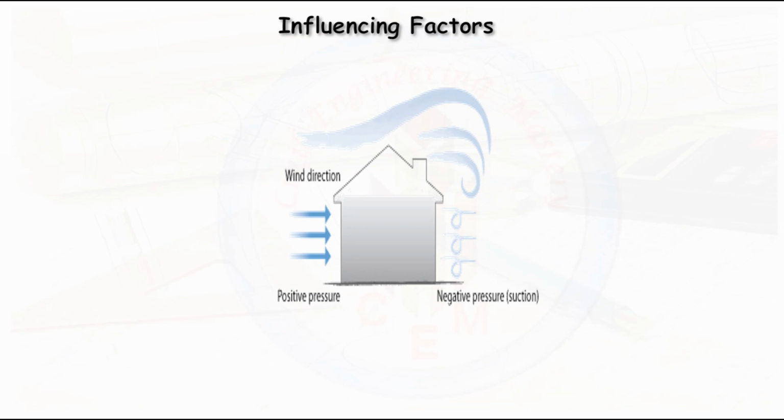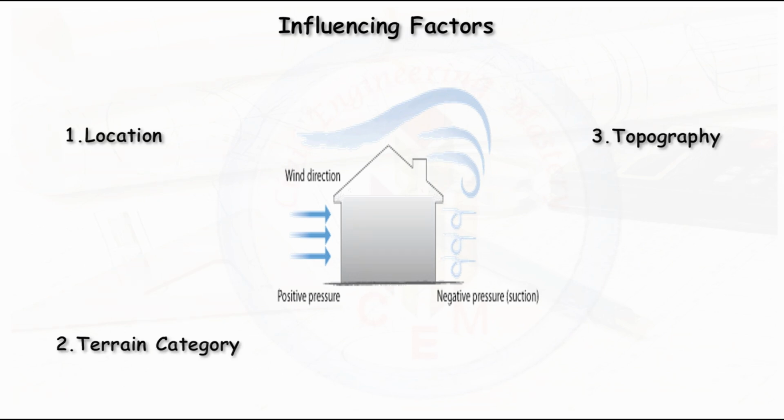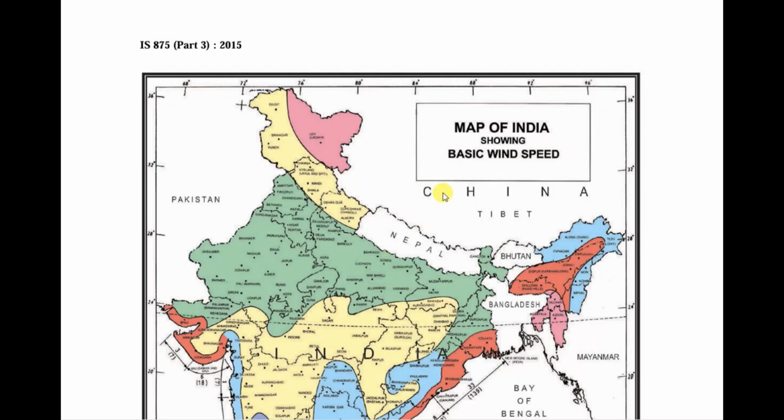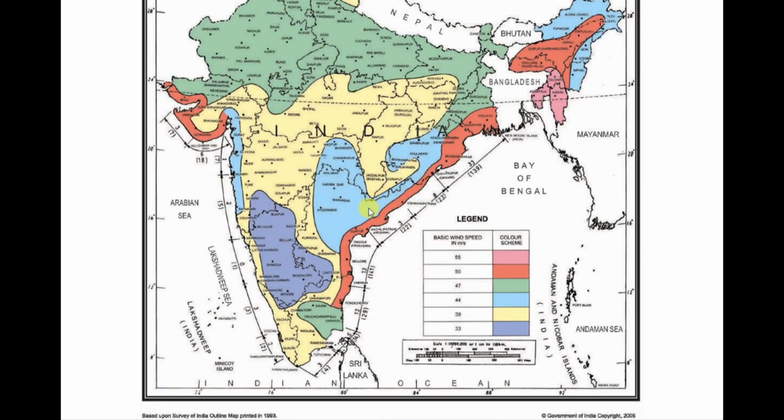Now let's look into the factors influencing the wind speed as per IS 875-2015. Location, terrain category, topography, and importance factor. Figure 1 shows the map of India showing basic wind speed. In this map, we can have the basic wind speed starting from 33 meter per second to 55 meter per second. So from this we can come to know the minimum wind speed is 33 meter per second and the maximum is up to 55 meter per second.